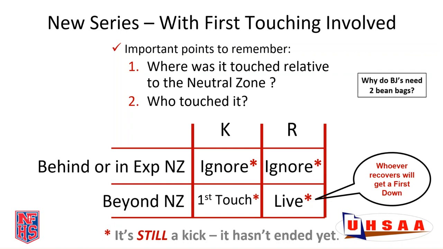So why do the back judges, you guys that work back there all the time, need two beanbags? Well, here's the reason. One for the first touch and one for the end of the kick. If we have a first touching by K beyond the neutral zone, we have to have a beanbag at that spot. For the end of the kick, we need that for penalty enforcement. So two beanbags. All back judges need to carry two beanbags, one for first touch and one for the end of the kick.